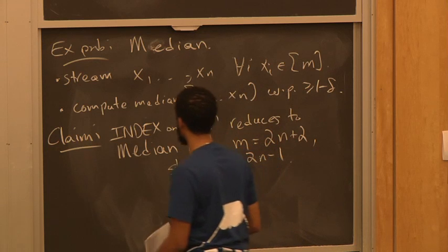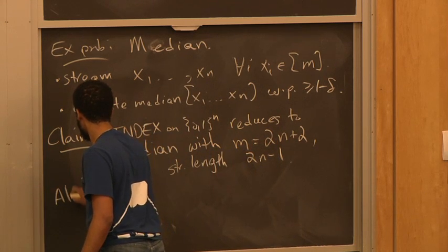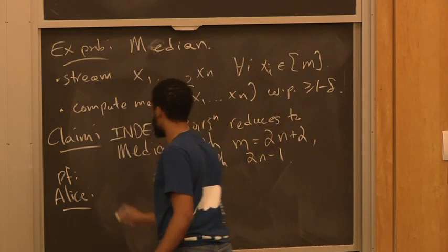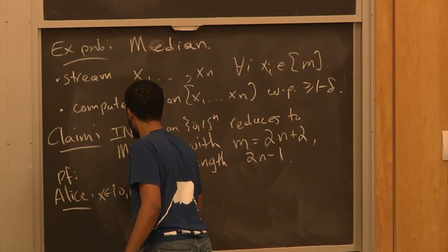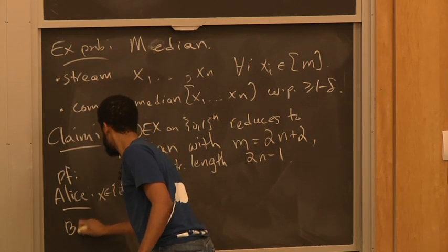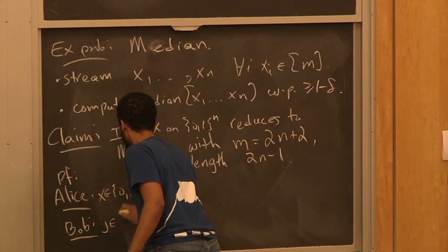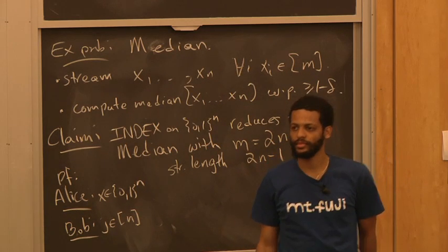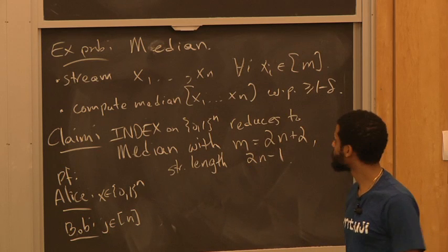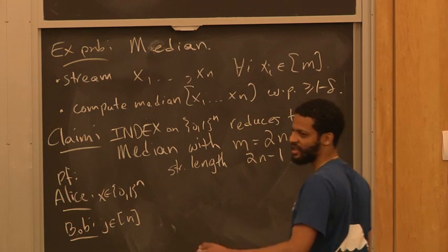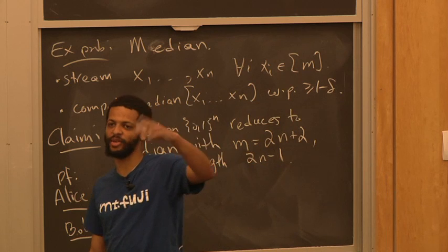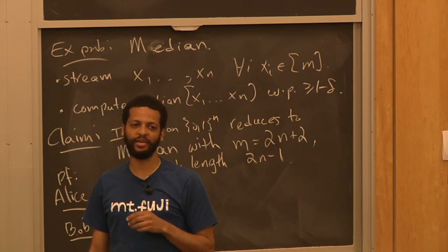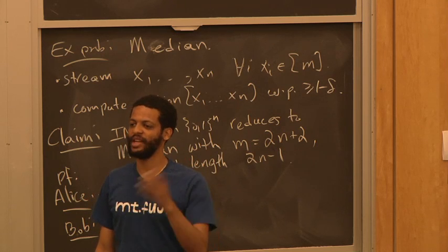So remember now, Alice, we have to do a reduction, right? So let's do the proof now. Alice gets some x in {0,1}^n, and then Bob just gets a j from 1 to n, and he wants to know what x_j is. So Alice has to create a stream, run the median algorithm on her stream, send the memory contents, and then Bob will append some stuff to the stream and then ask what's the median.